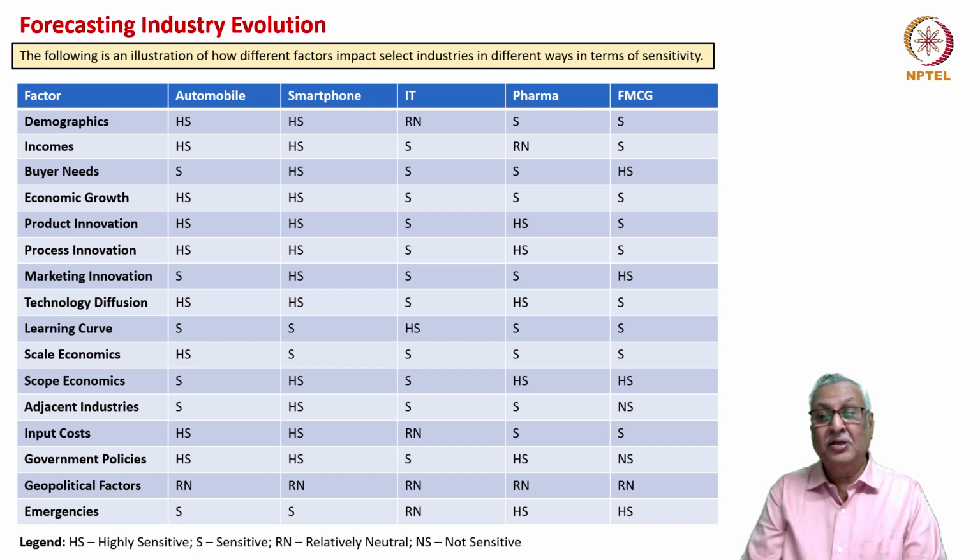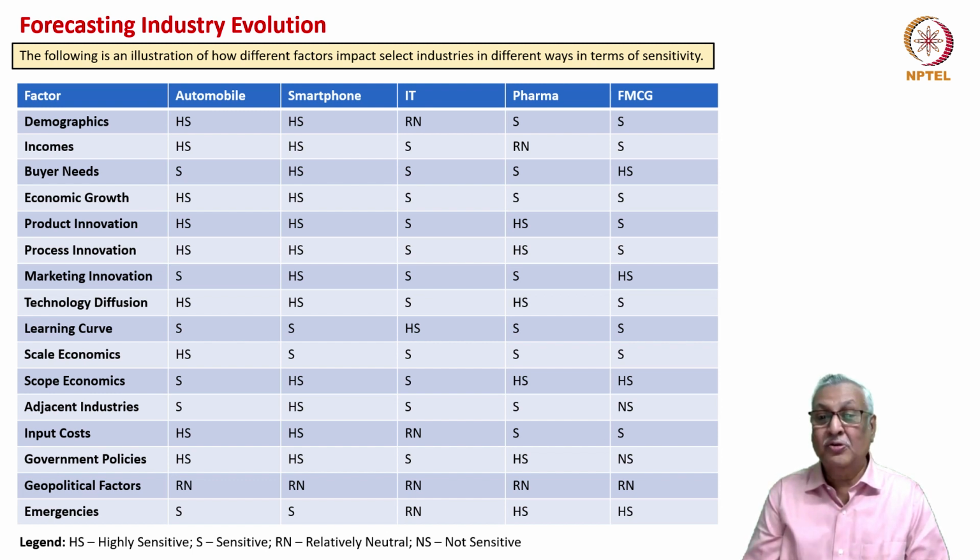Information technology, on the other hand, does not support high sensitivity except to learning curve, and that is attributable to the coding experiences and also the digital learning experiences and the need to upskill the industry. But otherwise, it is sensitive to most factors, but at the same time, it is not so sensitive, and in fact, it is neutral to demographics, input costs, geopolitical factors, and emergencies.